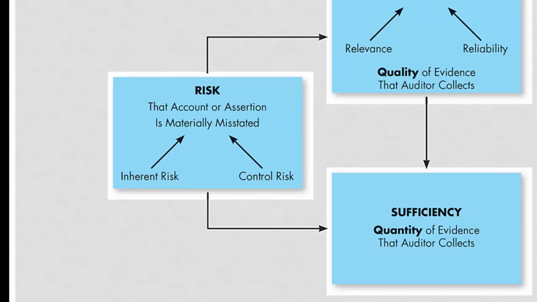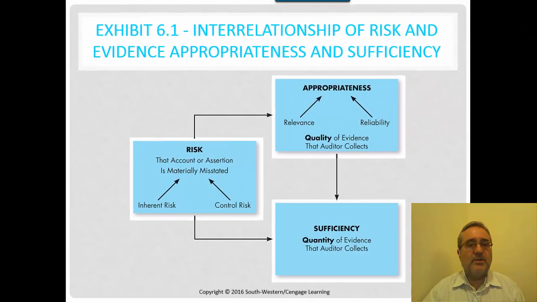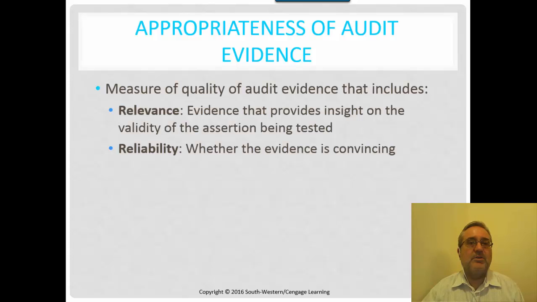And the decision in terms of these quantifiable determinants of evidence is driven by the risk of material misstatement. The appropriateness of the evidence is a measurement of the quality of the evidence. This includes the relevance. We'll get into this a little bit further, but basically when we're talking about relevance, we're relating the evidence to the assertion being tested.